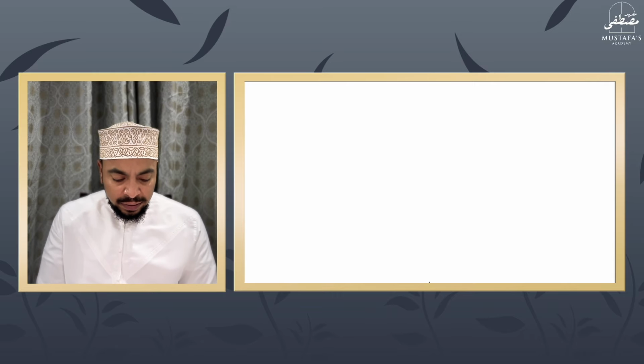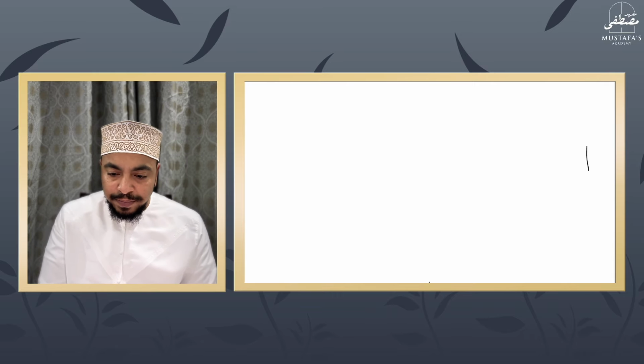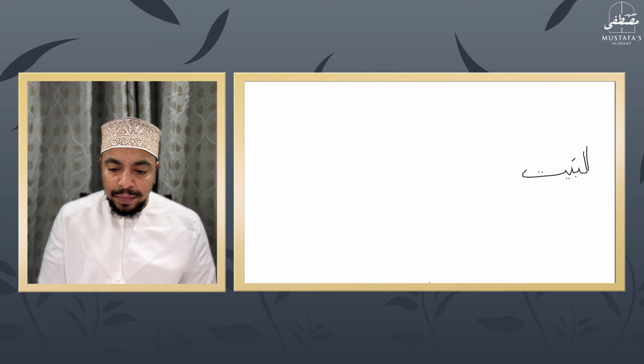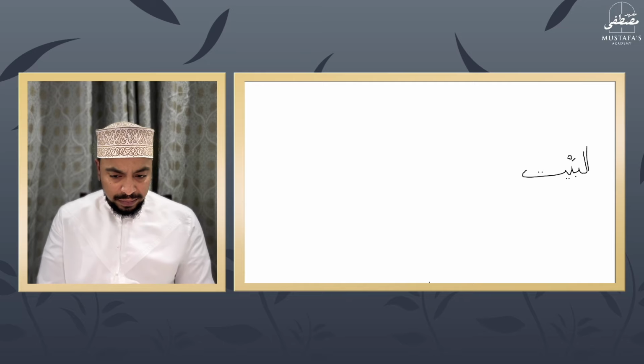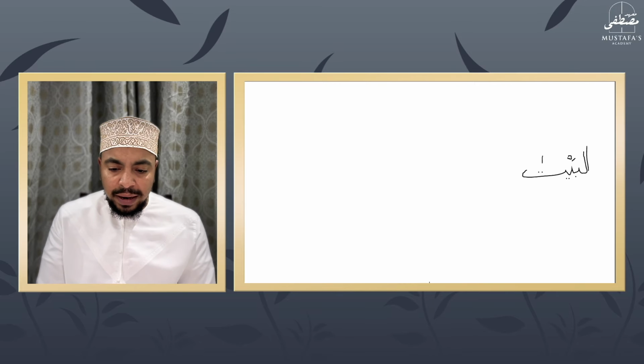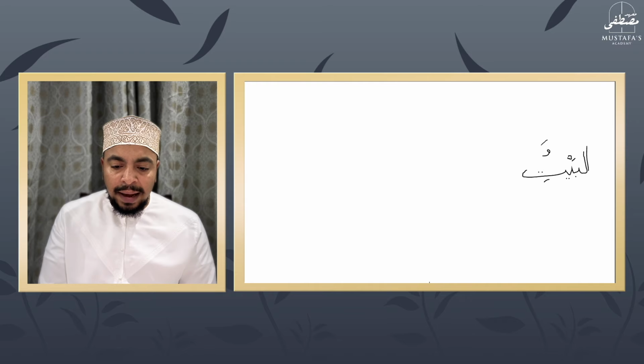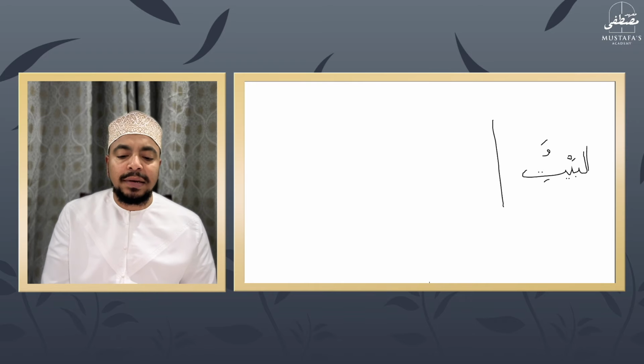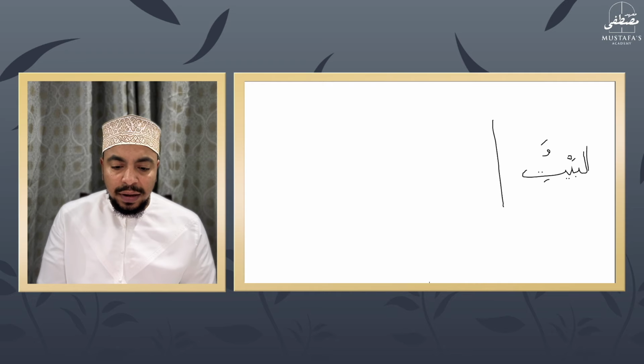Now, the first one that we said is the noun, such as al-bayt. It could be al-bayt, al-bayti. Sorry about my handwriting today. Like that. Could be any one of those at the very end. And the other one that we said to look into is al-masjid.